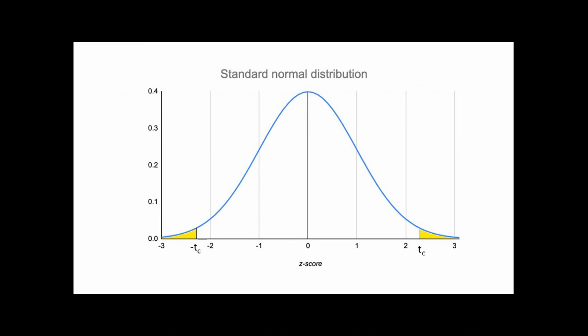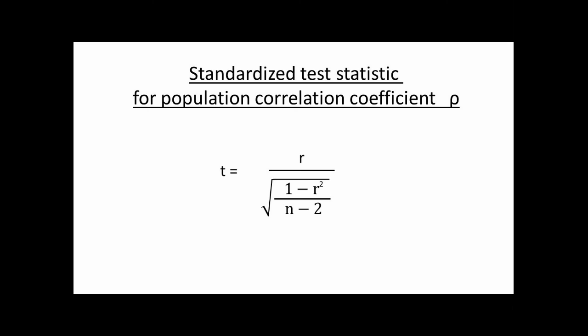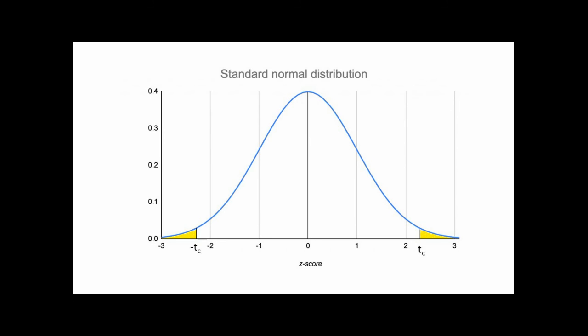Next, find the test statistic. The value of the test statistic, t, equals r divided by the square root of (1 minus r squared) over (n minus 2). When you get your test statistic, see whether or not it falls in the rejection region and interpret your decision based on the original claim.